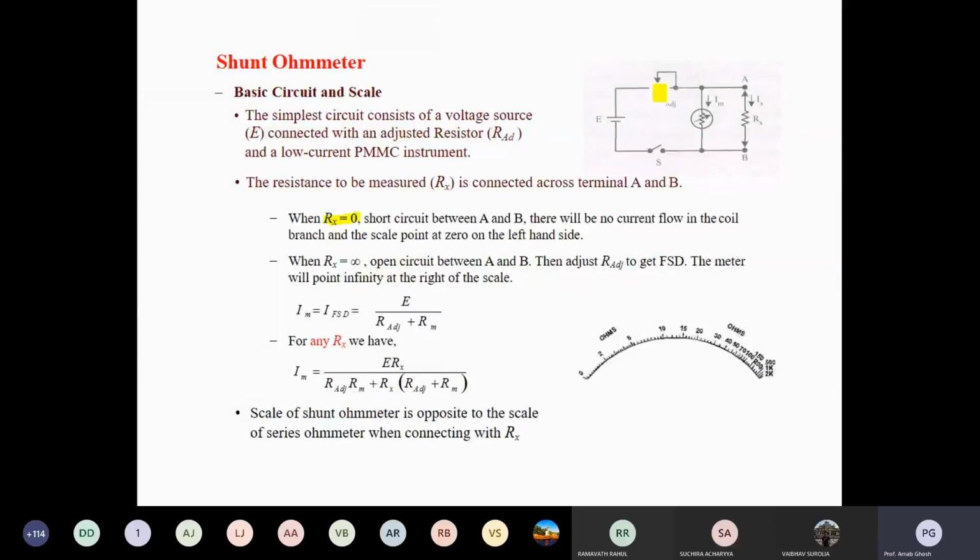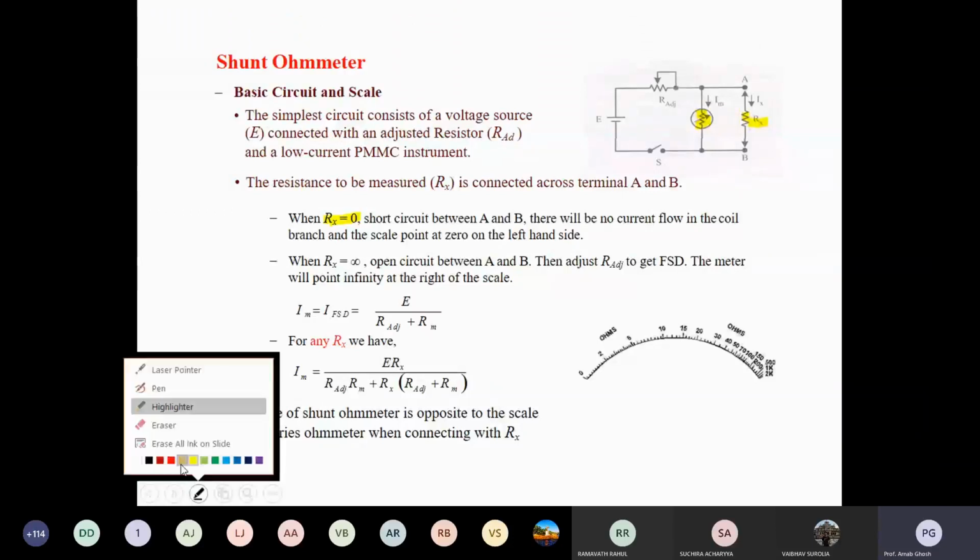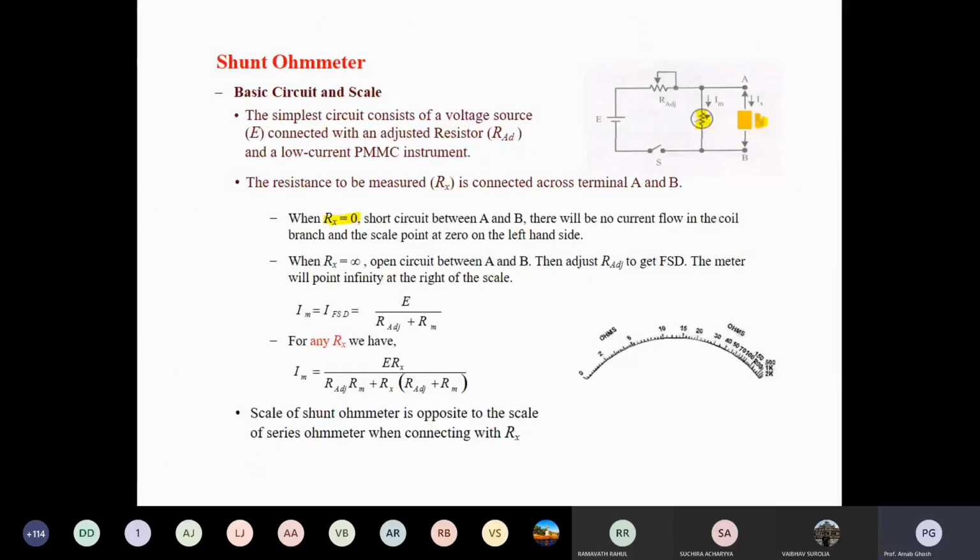Initially, Rx was connected in series with your measuring instrument, the PMMC meter. Now it is connected in shunt condition. First you have to find out the scale deflection when Rx equals 0, means shorted. Then there will be no current passing through the meter, the value of IM will be 0. Then you can go for the second configuration, when the value of Rx is maximum, means infinite.